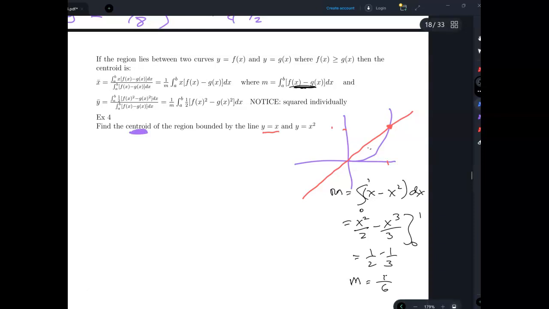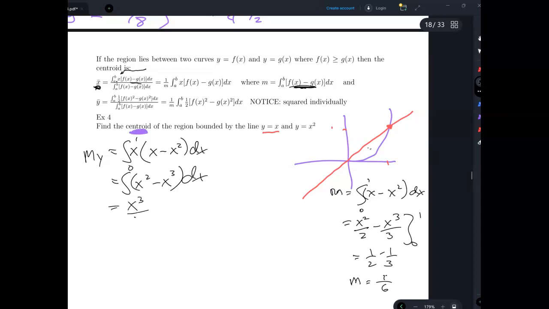So now let's look at the formula for this x bar. So for x bar, I still am multiplying by x. I'm multiplying the mass times x, and the mass is the f of x minus the g of x. So let's go find that m sub y. So this is going to be the integral of x times (x minus x squared) from 0 to 1. And just make sure you multiply it out first.